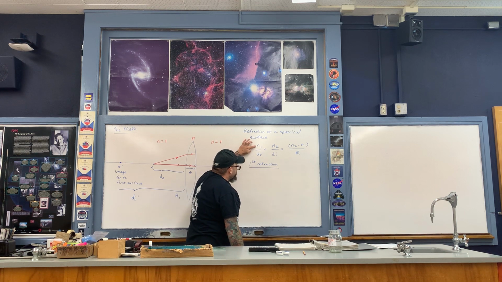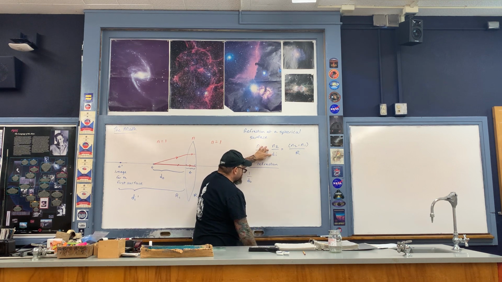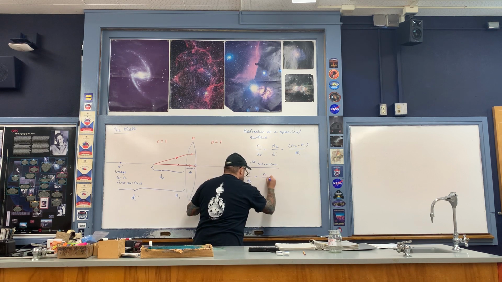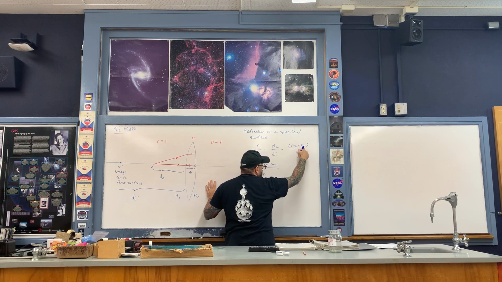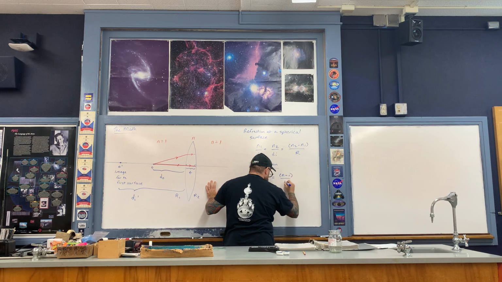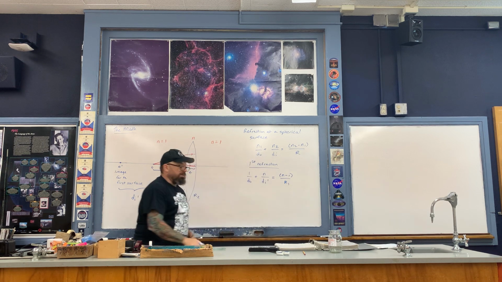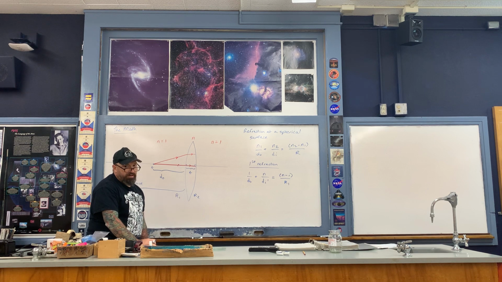So I'm going to have n for air, which is 1, over dO, plus then n for glass over the first image distance here, di prime, we'll call it, equals then n minus 1 over r1, the first radius of curvature. Like so. Okay, now we get to the second refraction.